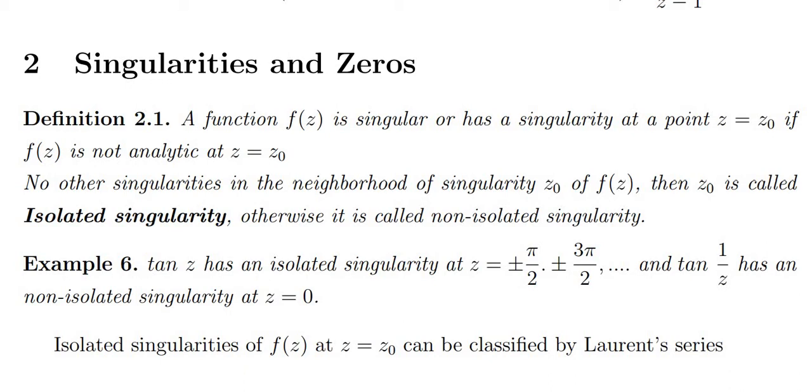A function f of z is singular or has a singularity at a point z equal to z0 if f of z is not analytic at z equal to z0. If there are no other singularities in the neighborhood of the singularity z0, then z0 is isolated. Otherwise, it's called a non-isolated singularity. For example, tan z has an isolated singularity at plus or minus pi by 2, plus or minus 3 pi by 2, and so on. But tan of 1 by z has a non-isolated singularity at z equal to 0.